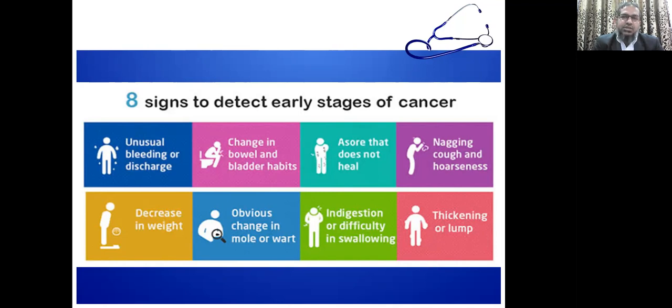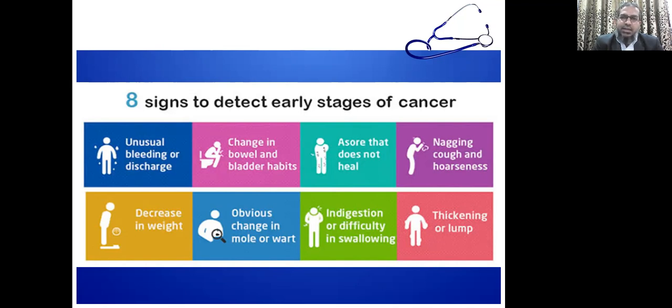Nagging cough and hoarseness, so there will be a dry cough and the person is likely to have a thickened voice. Then there is loss of weight in a short period of time, more than 10%, without any visible cause. If a person has a mole or wart since a long time and there is a sudden obvious change in the mole or wart. Indigestion or difficulty in swallowing, or thickening or lump in the body. So these are the common early signs of cancers.